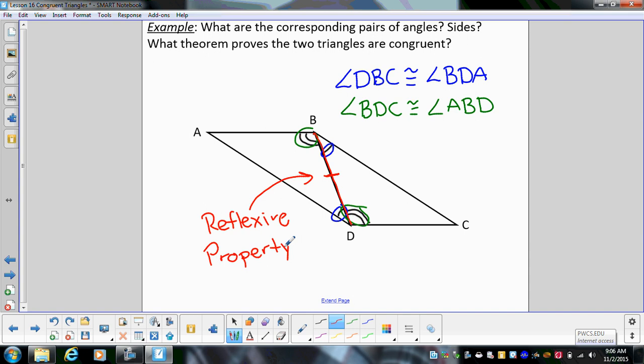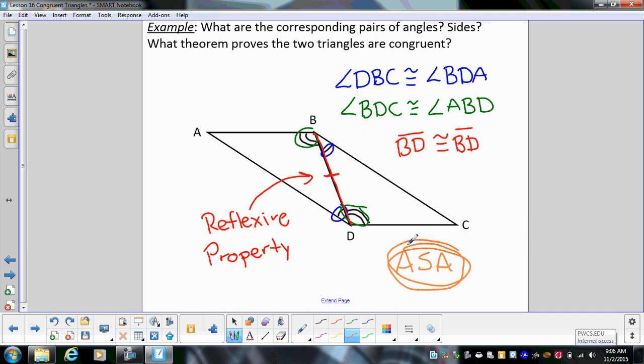And since segment BD is in both triangles, it's congruent to itself. So it is a corresponding pair of congruent sides. Segment BD is in between my pairs of angles. So these two triangles are congruent by angle, side, angle.